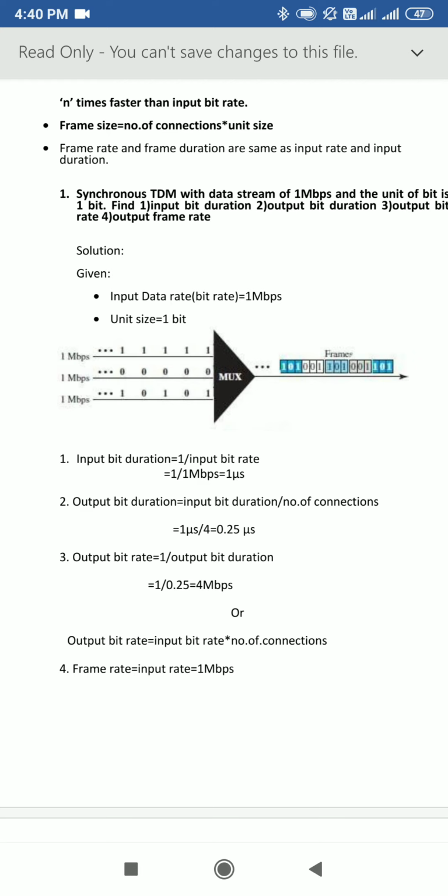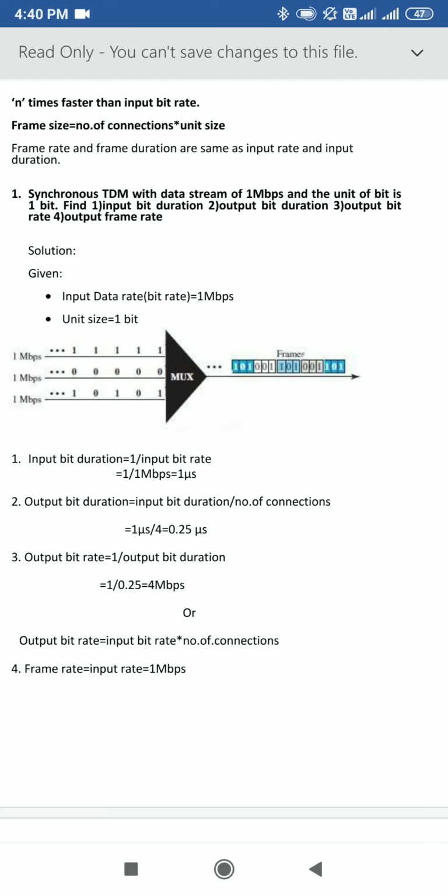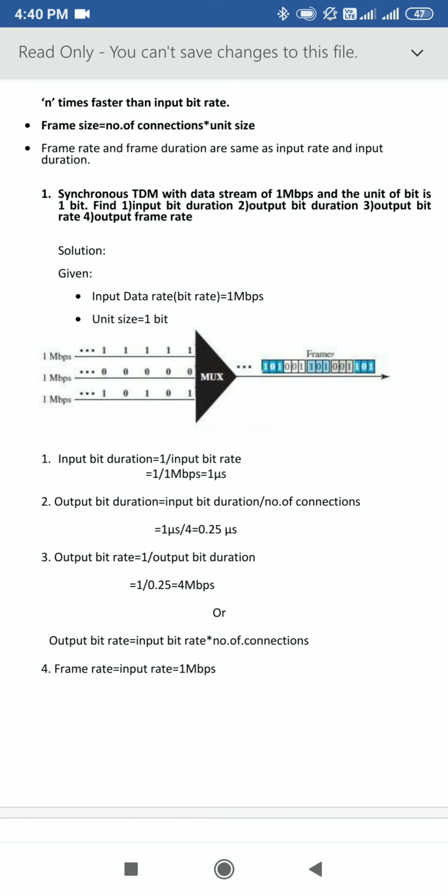Then the second thing they asked about is output bit duration. For output bit duration, there are two formulas. One formula is input bit duration divided by number of connections, or else always the output bit rate will be 4 times the input bit rate. By considering that output bit rate, you can calculate this. If we apply this formula, you will get it as 1 by 4 microsecond.